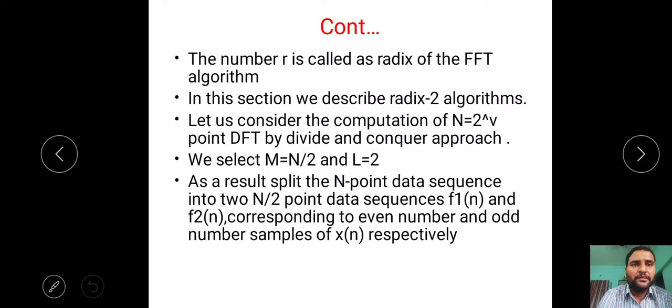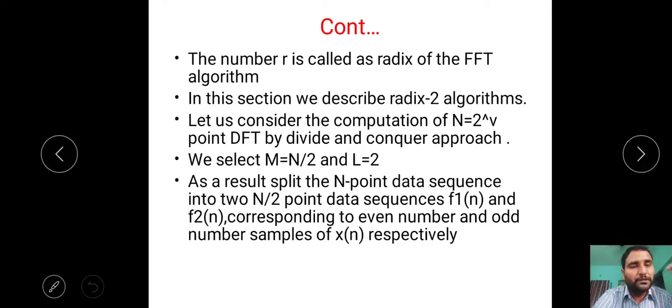Let's see. The number r is the radix of the FFT algorithm. The number r in the given sequence is called the radix of the FFT algorithm. In this section, we will mainly consider radix 2 algorithms. Radix 2 means the given sequence length must be divisible by 2. If the length is 4, it is divisible by 2. If the length is 8, it is divisible by 2. If the length is 9, it cannot be divided by 2.